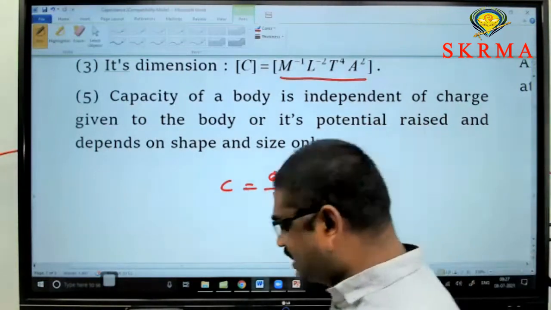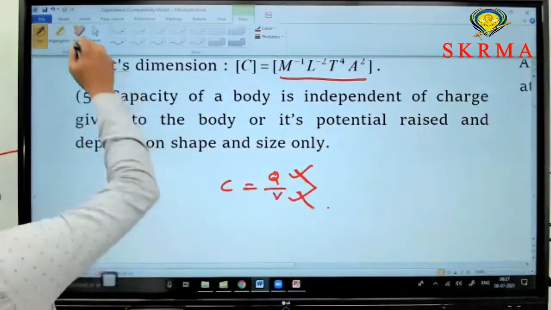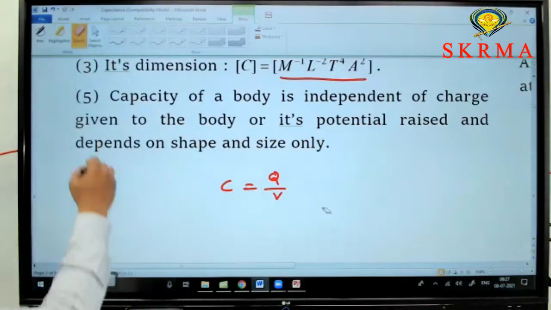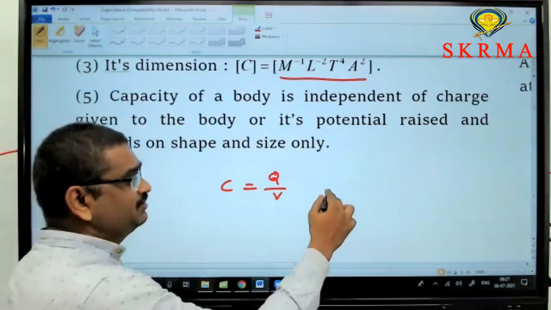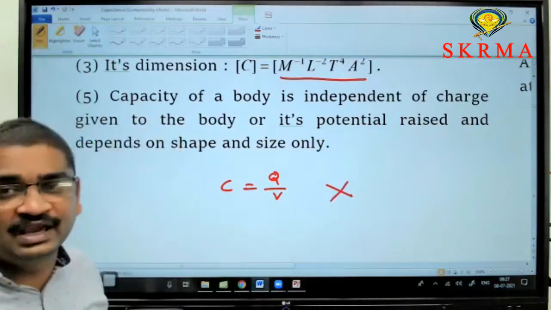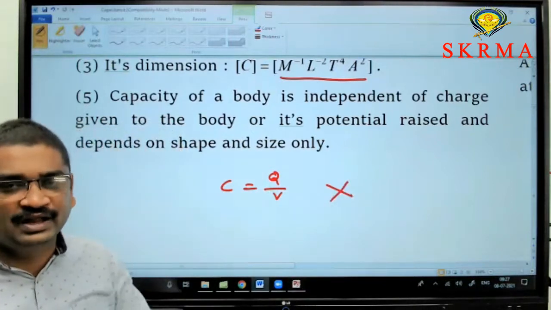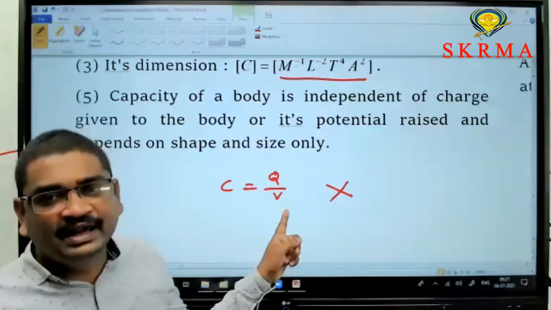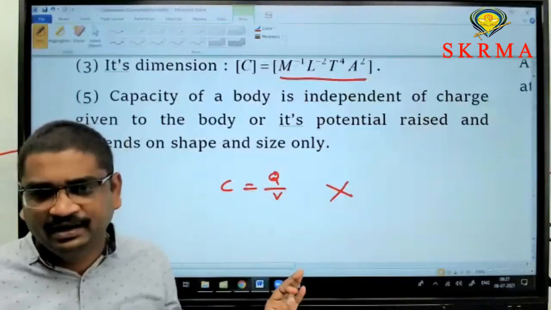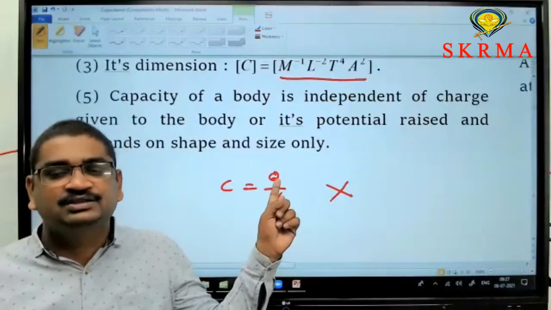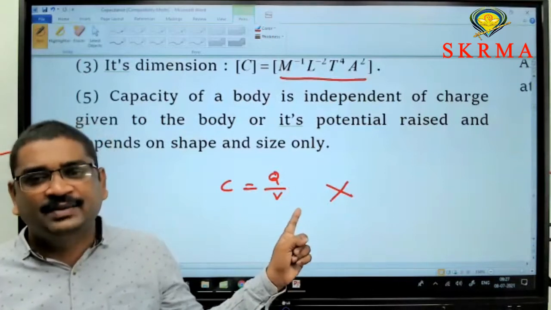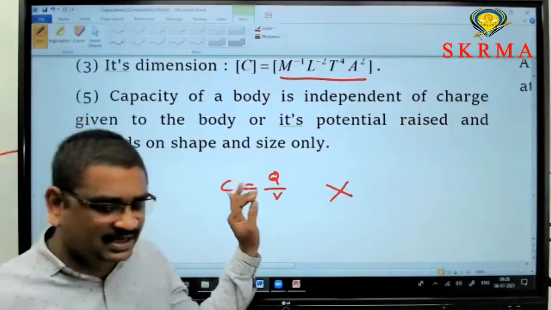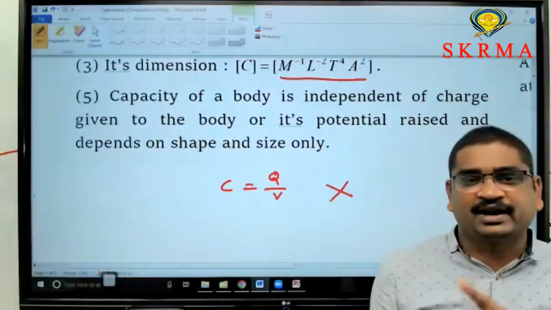So here, what is the conclusion? Capacitance does not depend on charge and potential difference across the capacitor plates. From this equation, we can conclude that capacitance of a capacitor is independent of charge and voltage. This is the important point. Capacitance is independent of charge on the capacitor plates and potential difference across the capacitor plates.